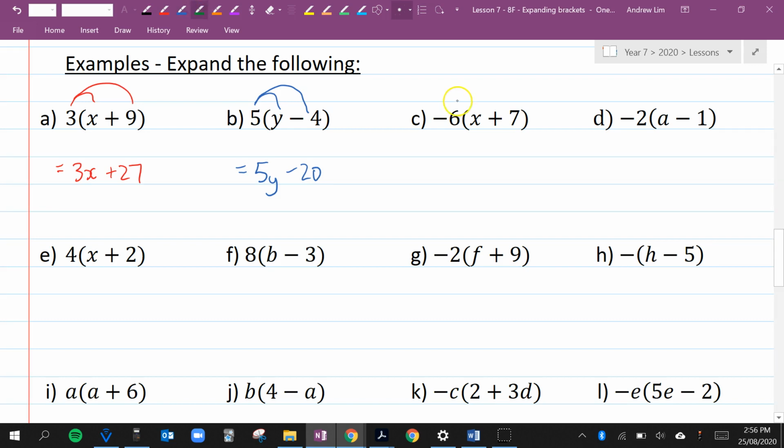Question C. Negative 6 times x is negative 6x. And negative 6 times positive 7 is negative 42. Because 6 times 7 is 42, but negative times positive will give us a negative answer. Question D. Negative 2 times a is negative 2a. Negative 2 times negative 1 is positive 2. 2 times 1 is 2. Negative times negative gives us a positive answer. So we write a plus.